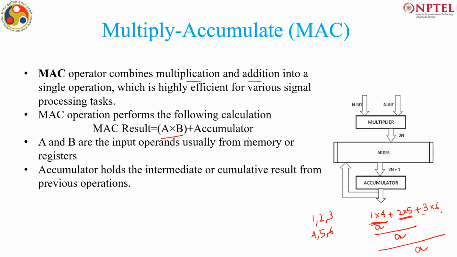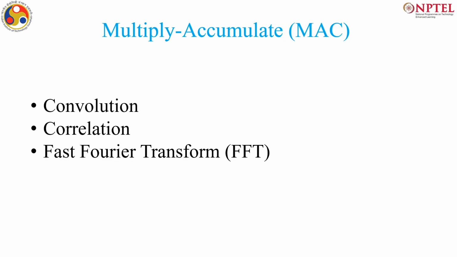Now, why is this used in DSPs? Because in signal processing we are doing a lot of operations which are in the dot product form. For example, convolution. If you see convolution, what are we doing? We have a kernel and a signal which is just shifting. Say this is my kernel and this is my signal, and I shift this, then next I shift this, next I shift this.